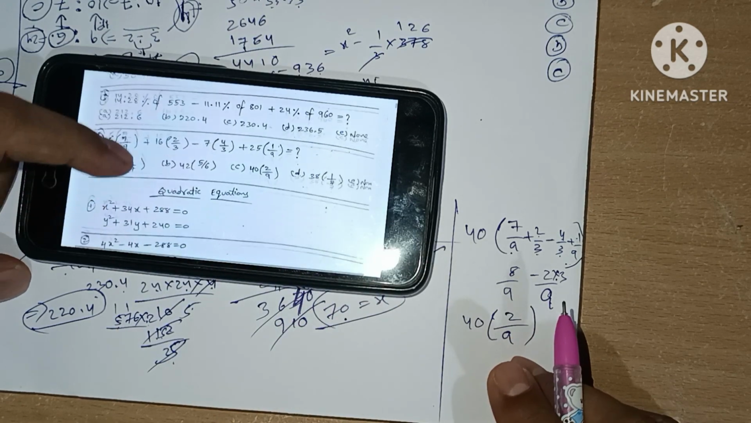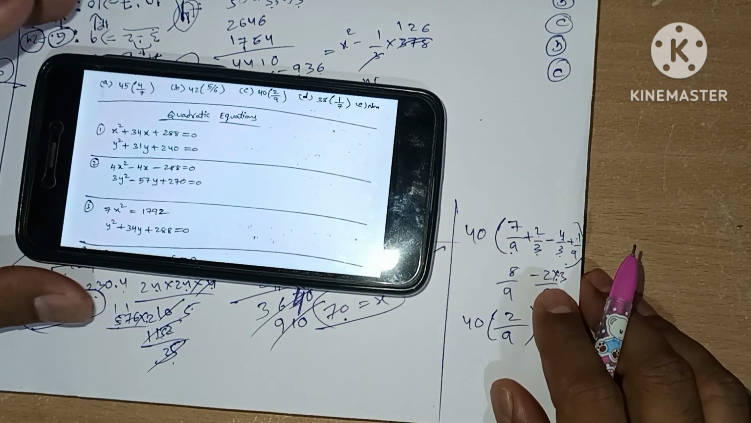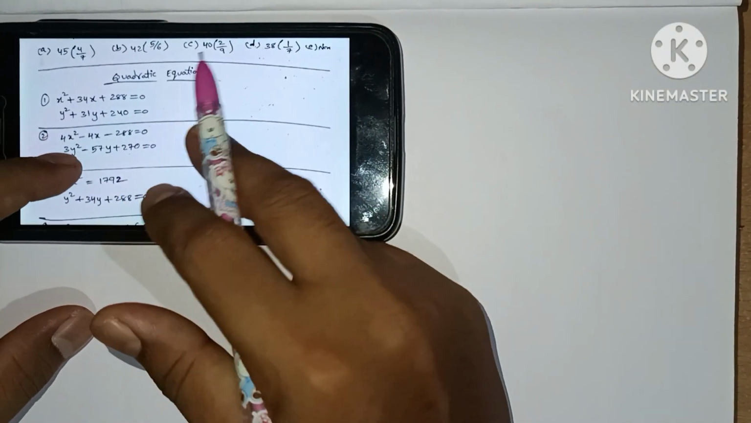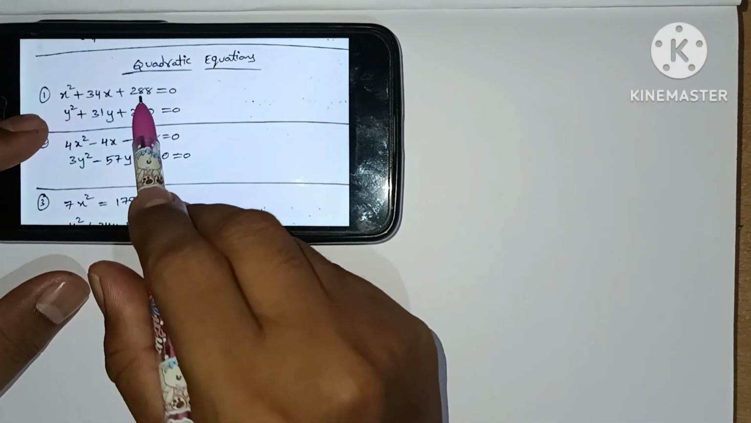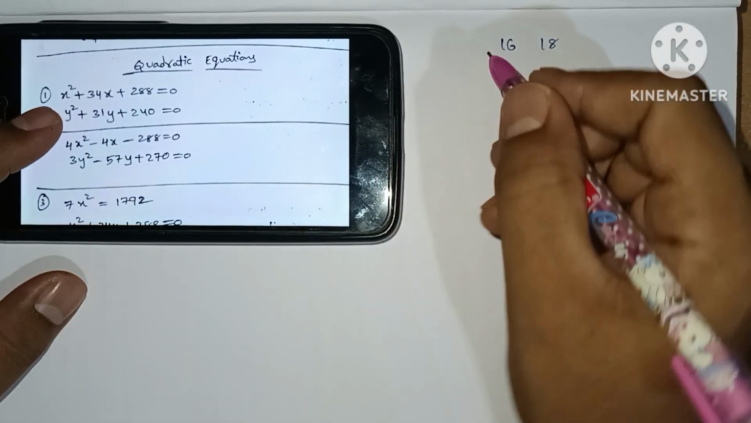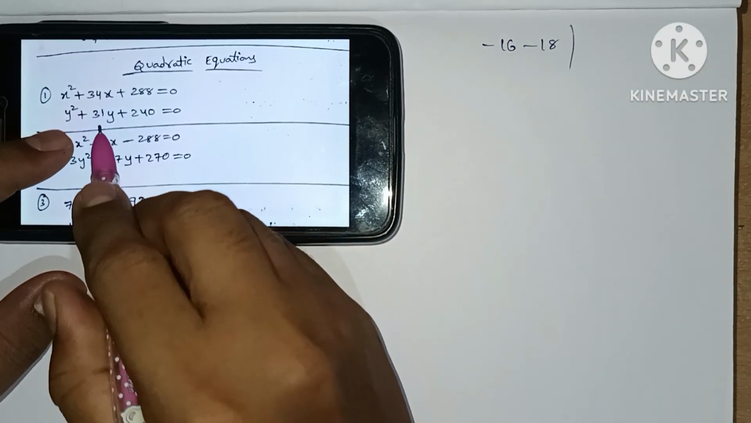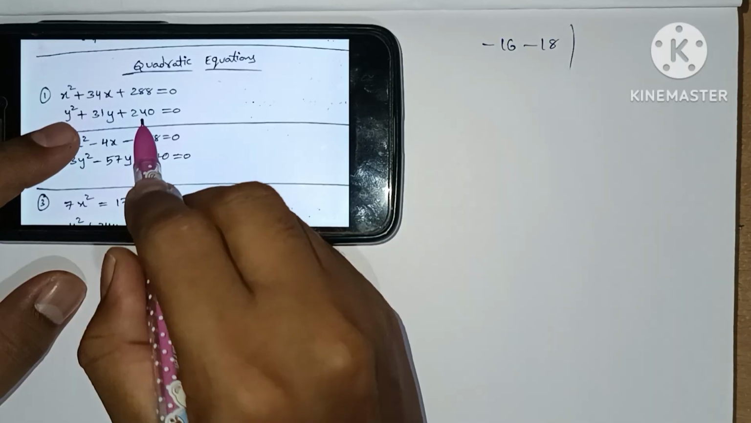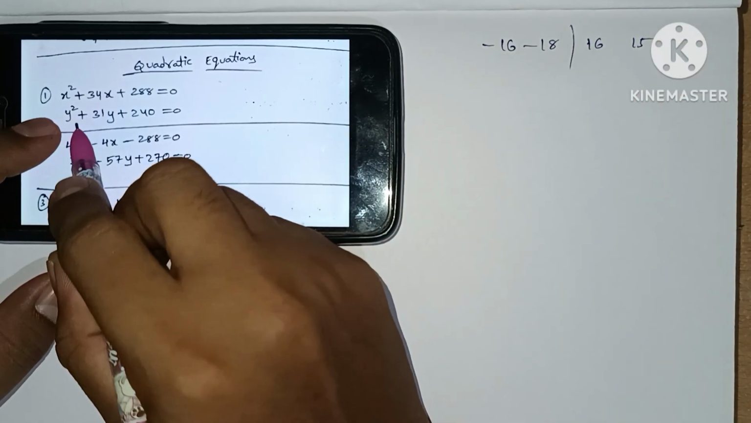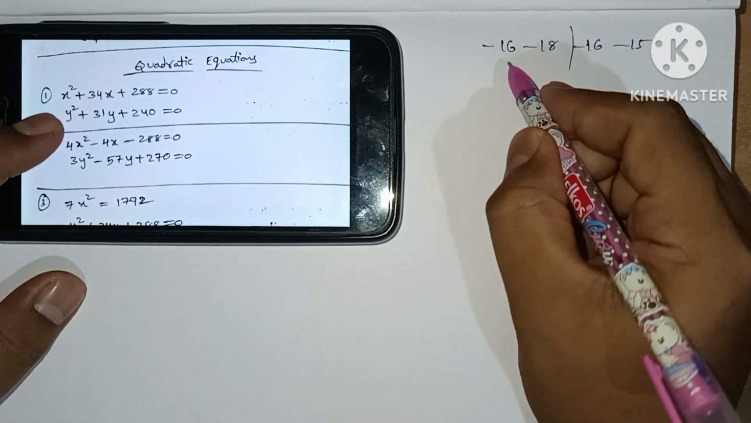Okay, simplification is over. Now we are going with the quadratic equations. Let's deal with the quadratic equations. First question, 288, 16, 18 times is 288. Plus and plus means both the roots are in negative. Next one, 240. 240 means 16, 15 times is 240. Sum of these two we get 31. Plus and plus means both the roots are negative.